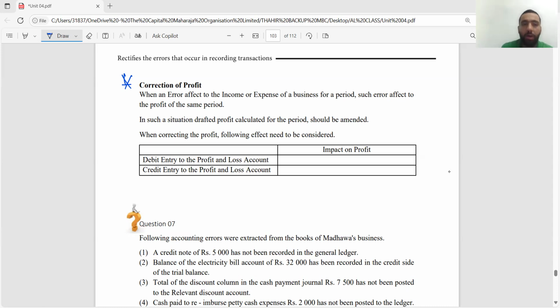Number one, what they are saying is that when an error affects the income or expense of a business for a period, such an error affects the same period. When an error affects the income and expenses, it can affect the profit. In such a situation, the drafted profit calculated for the period should be amended. When correcting the profit, the following effect needs to be considered. When calculating profit, how do you calculate it? Simple, income minus expenses.